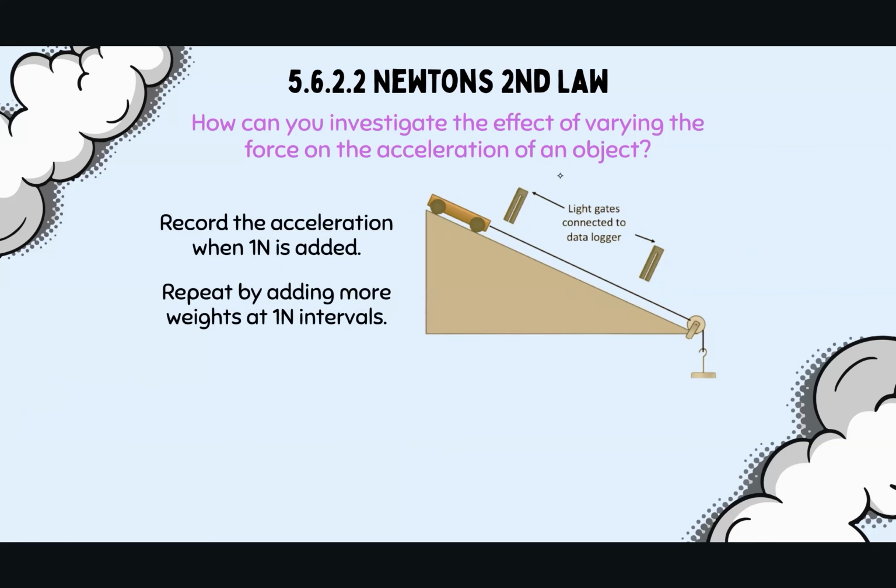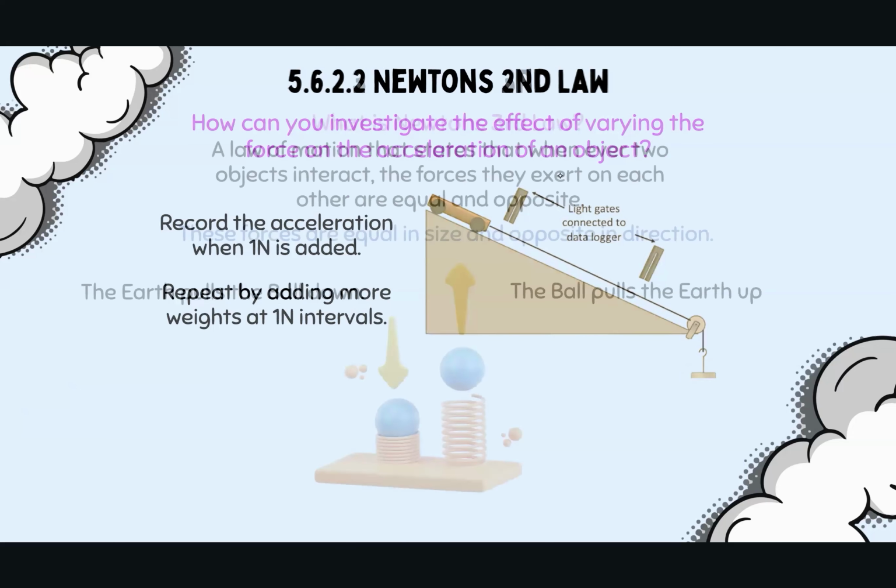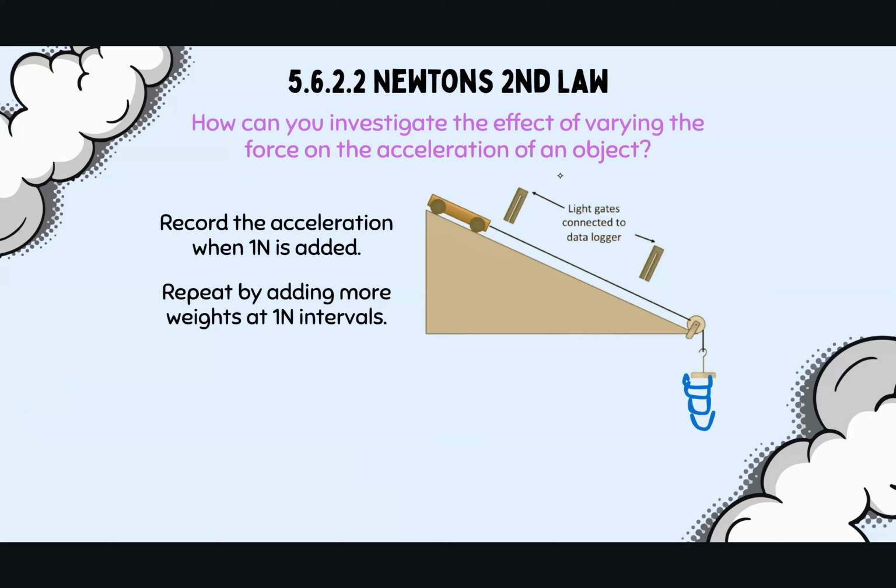So record the acceleration when 1 Newton is added, then you repeat the whole experiment by adding more weights at 1 Newton intervals. So we do the whole thing again, with 2 newtons, 3 newtons, 4 newtons, 5 newtons. But of course, what do we need to do? Alongside this, we need to repeat the experiment 3 times and get an average.